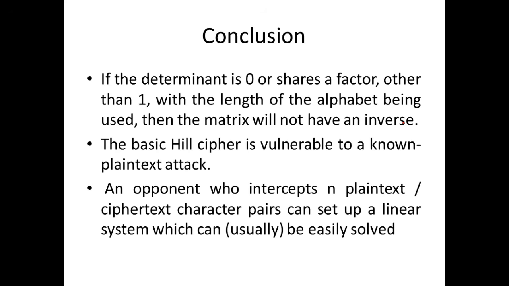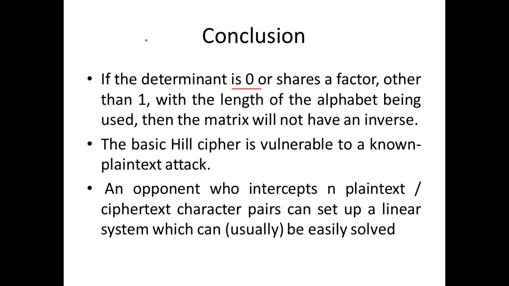So let us conclude Hill Cipher. I hope you all have understood how encryption and decryption is performed using Hill Cipher. The very important thing that you have to consider in Hill Cipher is the determinant for your key should not be 0. If the determinant for your key is 0, you have to opt for some other key such that the determinant is not 0.